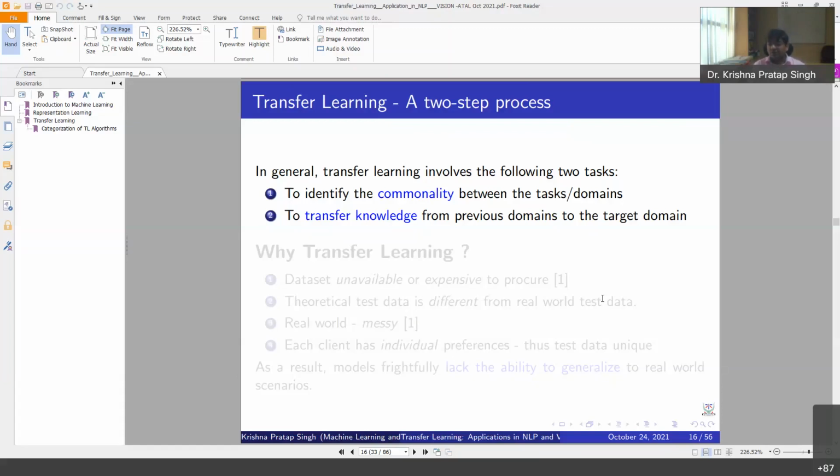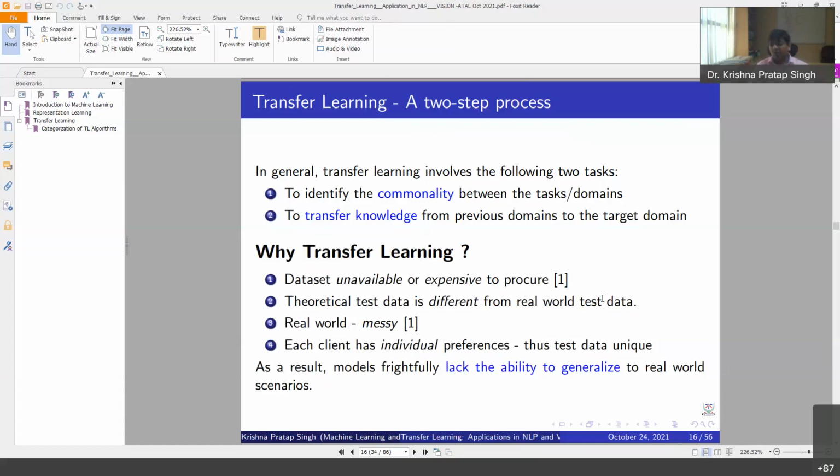To transfer the knowledge, one has to identify how much is common, and then if it is in some way, how and what needs to be transferred from one task or domain to the other. It is basically helpful in a scenario where few labeled data sets are available. As I said, either satellite or many other different applications where unlabeled data sets are more and labeled data sets are very, very few. In that case, transfer learning may be a way to achieve a better result.